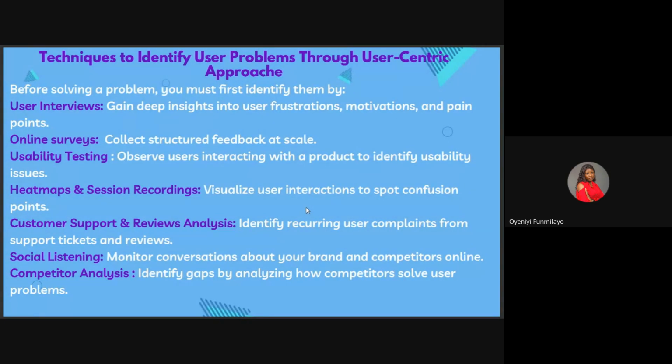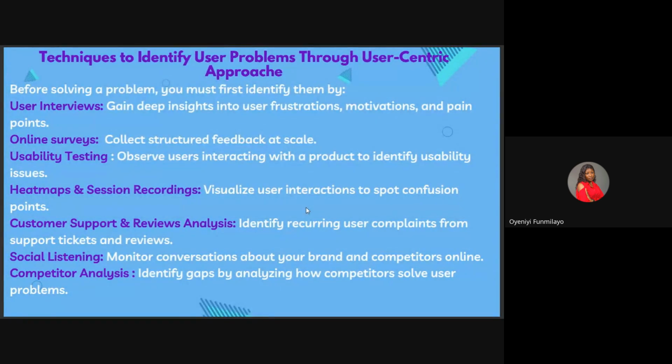So another way to do this is social listening. That's another way to identify problems. Social listening: monitor conversations about your brand and competitors online. So, when I say something on Twitter and you tag maybe GT Bank, you get an immediate response. That's social listening, because as far as they just mention your name, you will pick it up.